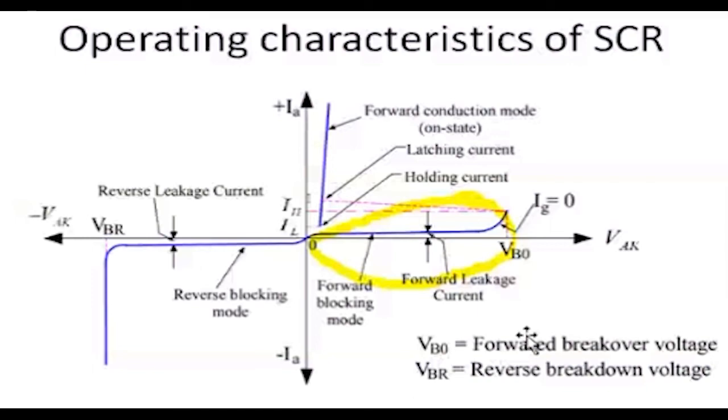Avalanche breakdown will take place. These electrons and holes will acquire more and more energy. They will break the wall and jump from anode to cathode. No walls, no barriers can stop them. That particular voltage is called VB naught. It is the voltage above which current flows from anode to cathode without the gate.